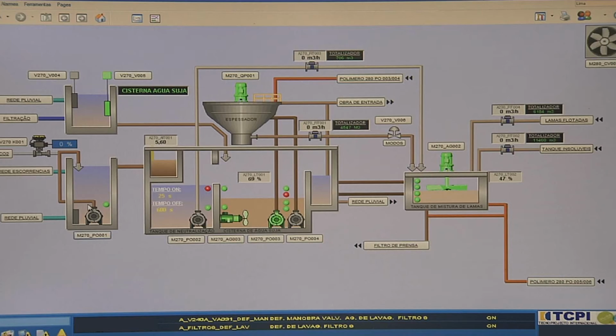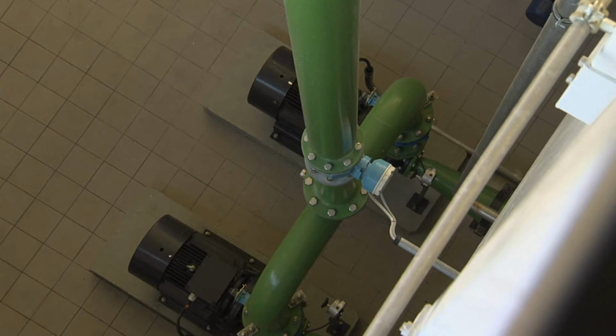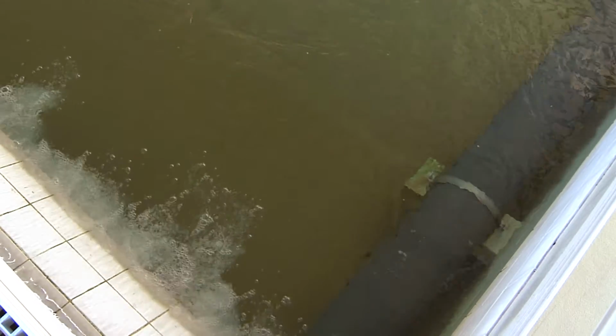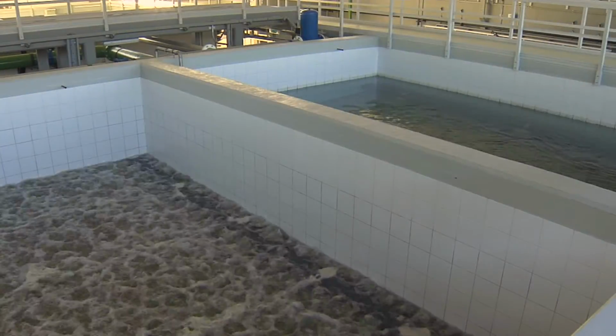Coagulation, flocculation and flotation steps are used to remove solid matter and colloids in suspension. The filtration step retains smaller flakes that were not removed in the previous step. Water that passes through the sand filter is collected at the bottom of the filter and sent into a tank of filtered water and then into the reservoir.